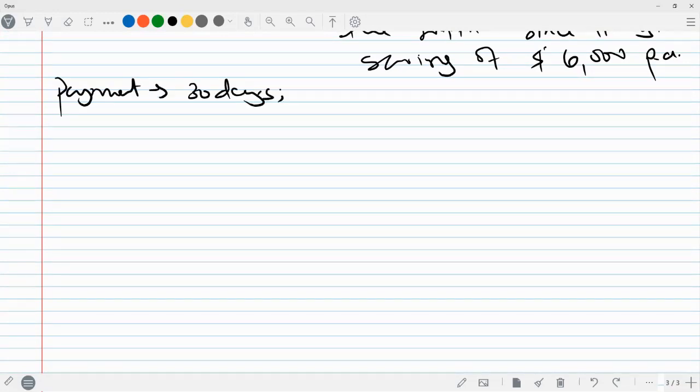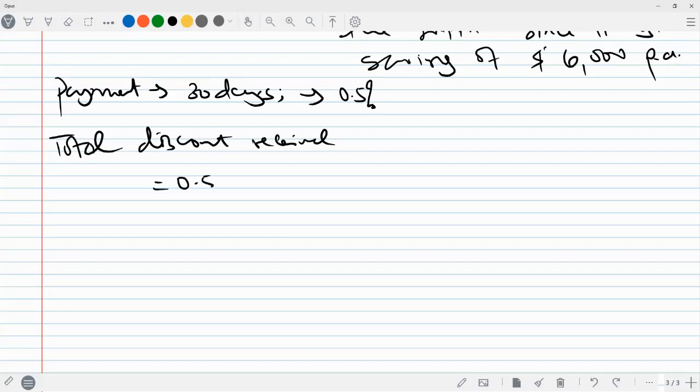So the question is, how many days does the company currently take? The discount to be offered is 0.5%. Currently, how many days does this company take to pay the supplier? Let's take the discount that has been offered to us by the supplier. The total discount received, if the company was to take the offer, will be 0.5% multiplied by the total purchase the company makes from the supplier within a year, which was 120,000 units at a price of 7.5. That's the amount of discount we shall be receiving if the company takes the offer from the supplier.